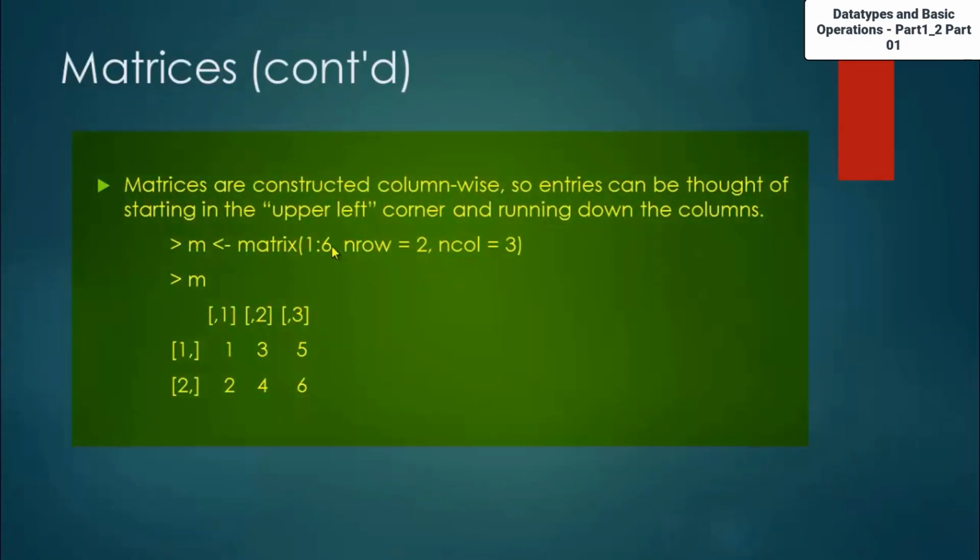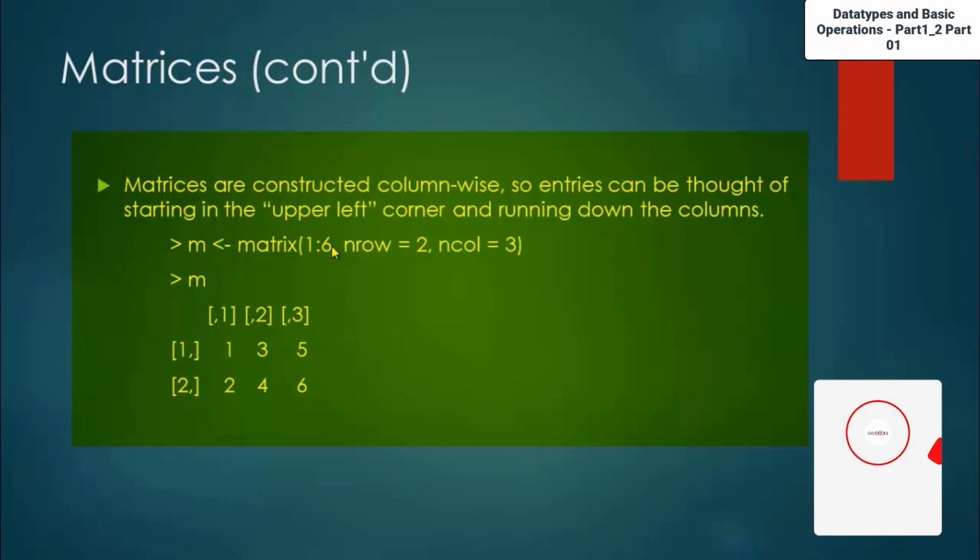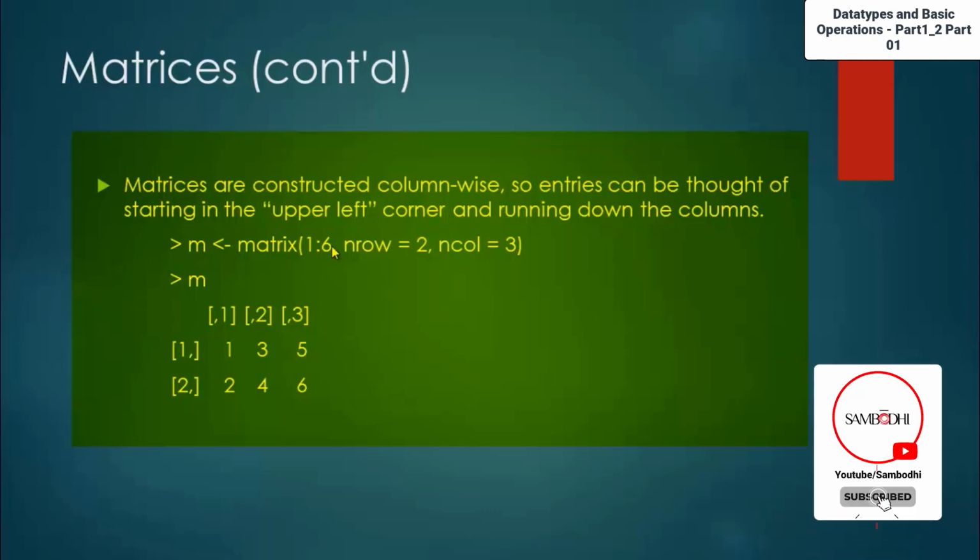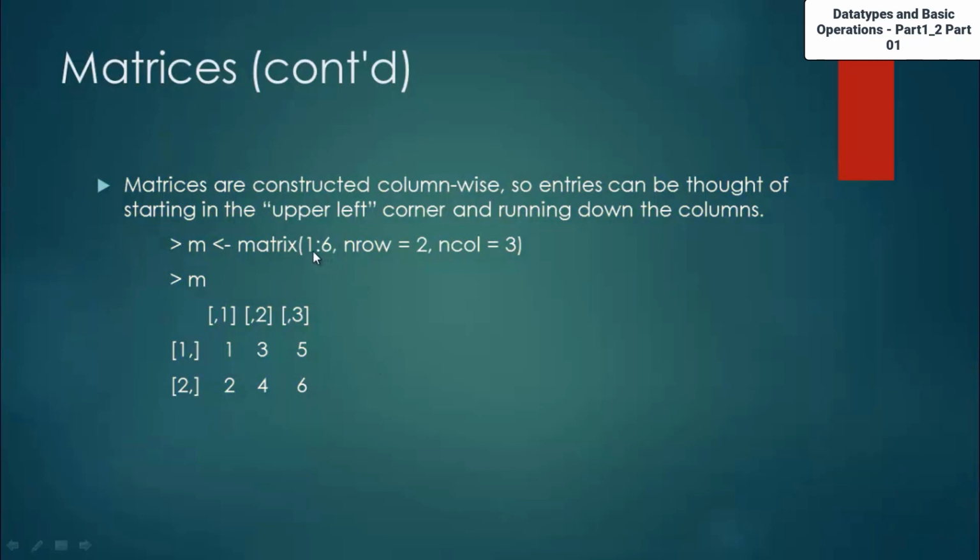Now we'll continue with the matrix. We created a matrix with no values inserted, just declaring the number of rows and number of columns. What if I want to add a set of integers into that? It is constructed column-wise, which means when I add an integer sequence to this matrix, it will start from the upper left and fill values till it ends.